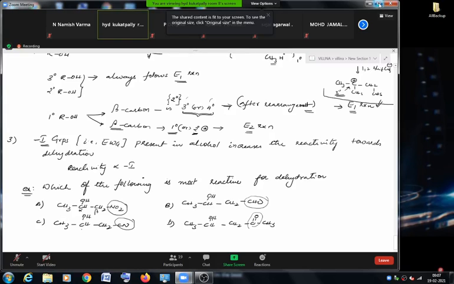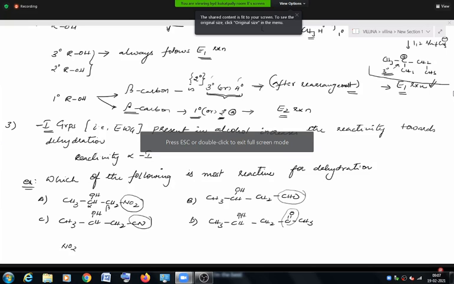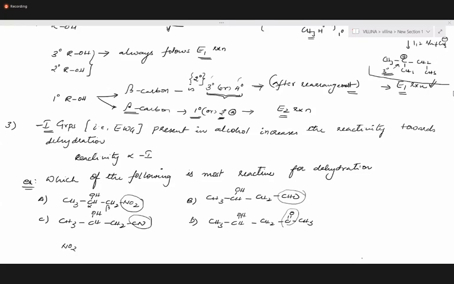Obviously NO2 will have a greater minus I effect. So could you once explain the third note point again? Yes, ma. When it comes to alcohol, whenever there are any minus I groups, in the sense electron withdrawing groups, present in the chain, then they will help us in increasing the reactivity.